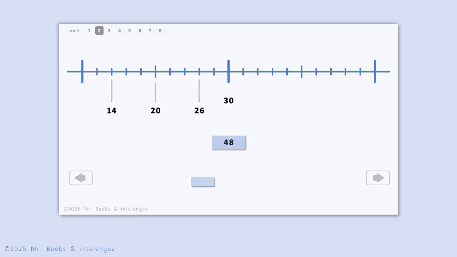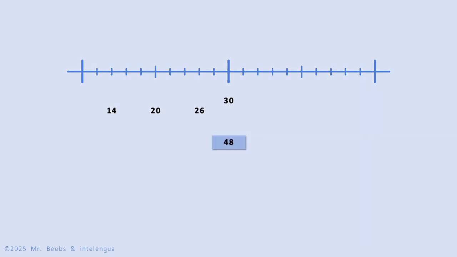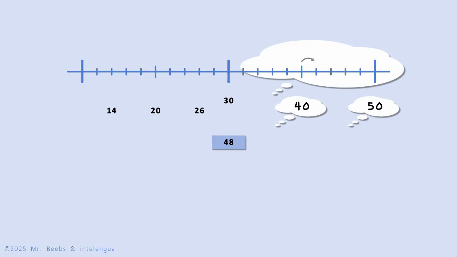48. Look at 20 and 30. What do these have to be? 40, right? And 50. Starting at 40, 42, 44, 46, 48. Double check. Starting at 50, 50 minus 2 is 48. This has to be it.